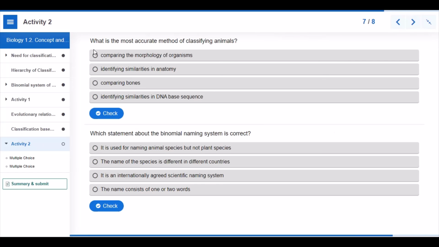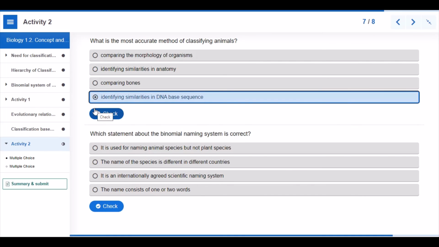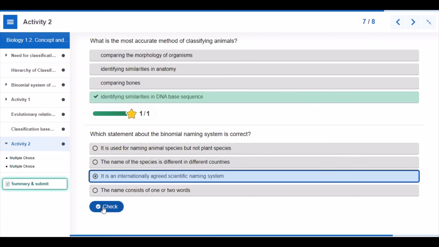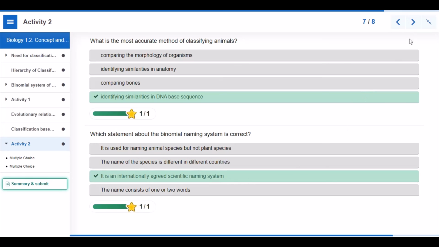So we have another set of activities. What is the most accurate method of classifying animals? That would be identifying similarities in DNA sequence. Correct. Which statement about the binomial naming system is correct? That should be: it is an internationally agreed scientific naming system. Check. Correct.